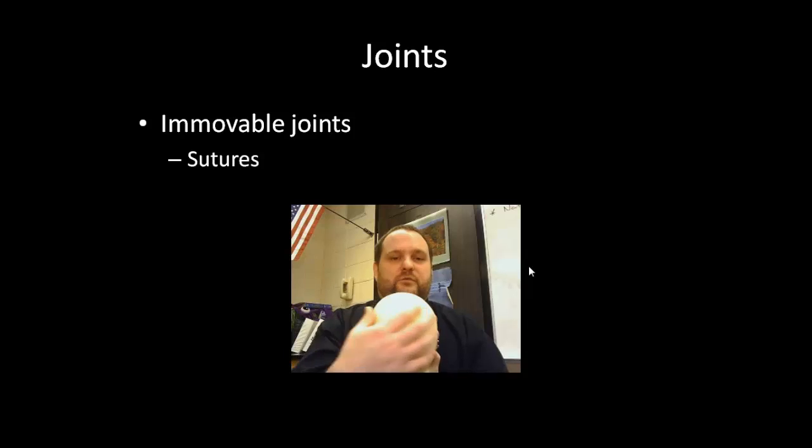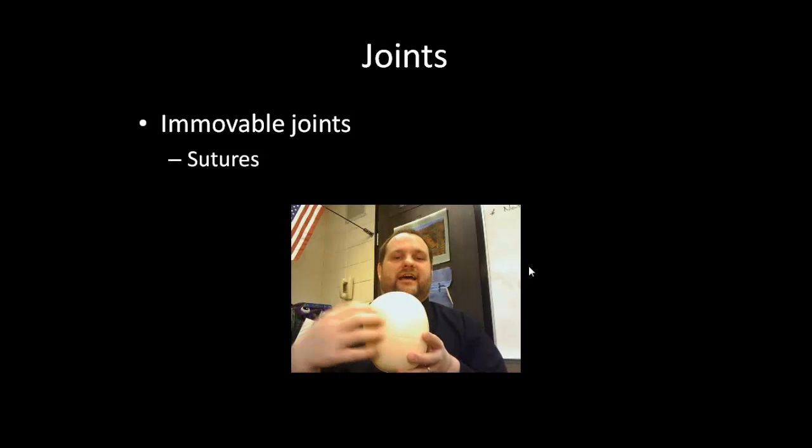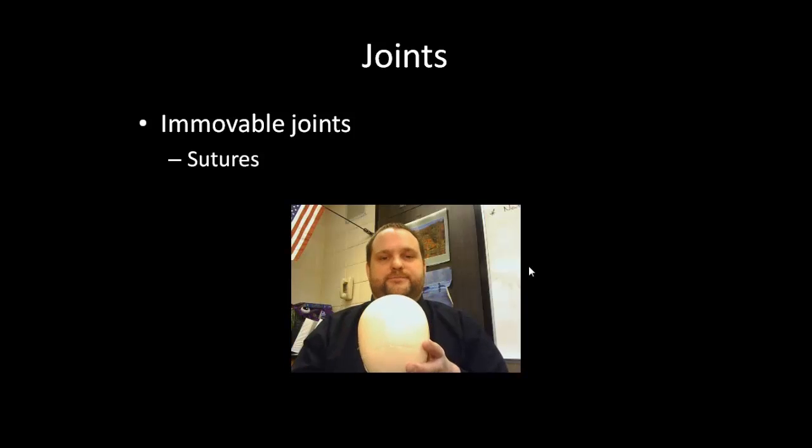And these joints here are immovable. They're not meant to move. These bones in your skull are not meant to shift around or to move or to adjust. They're meant to stay exactly where they are. That's an important function that they have. So this is a type of joint. This is an immovable joint.